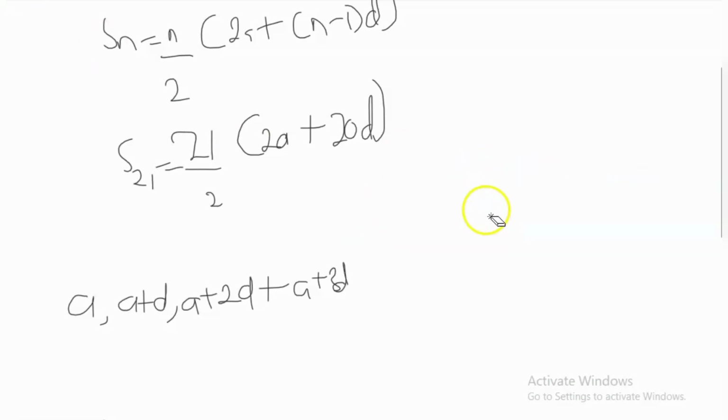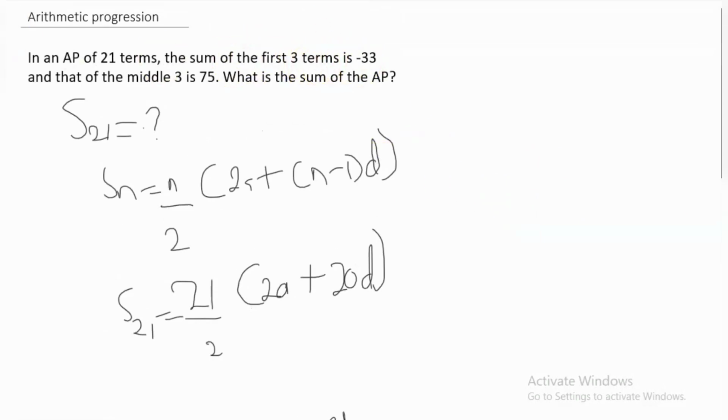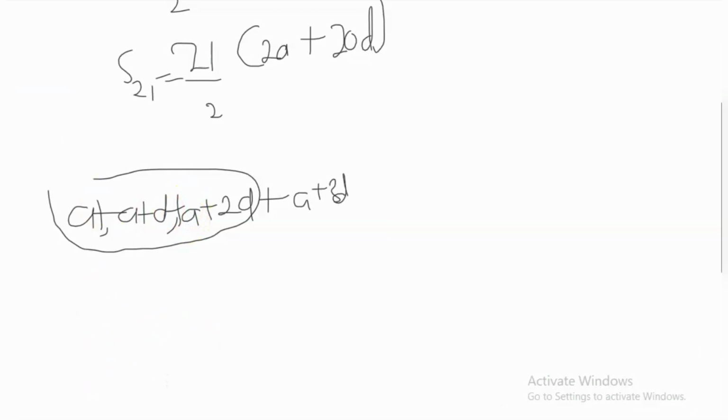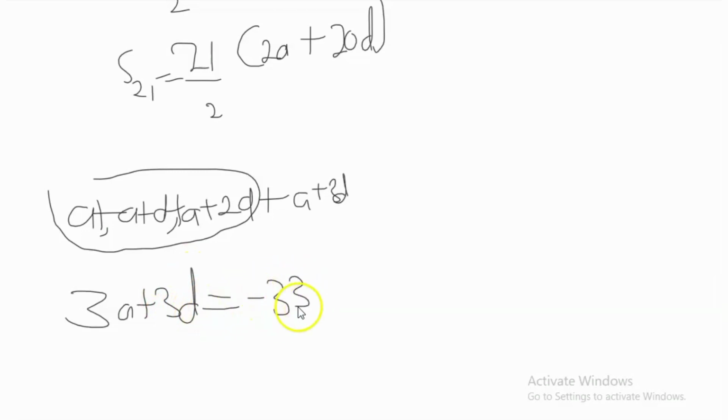So now it says that the sum of the first 3 terms is negative 33, meaning that if we add the first 3 terms, a, a plus d, and a plus 2d, it should give us our first 3 terms, because these are the first 3 terms. So let's add it. A plus a is 2a, 2a plus a is 3a. Now d plus 2d is 3d. So it means we have 3a plus 3d equal to negative 33. I hope that makes sense. All we did was add the first 3 terms.